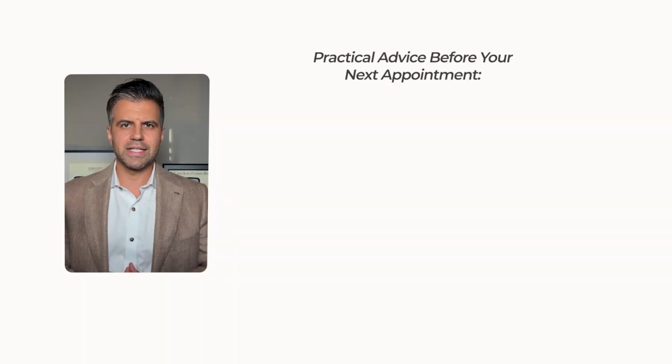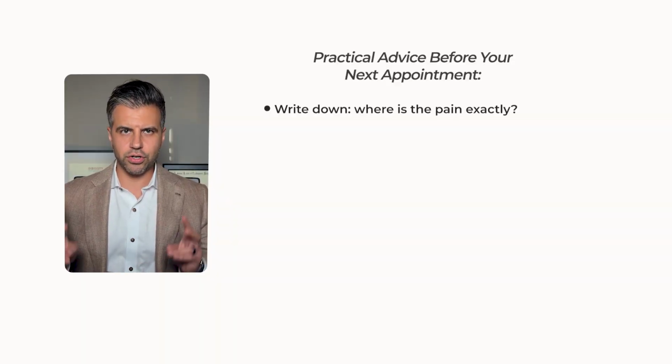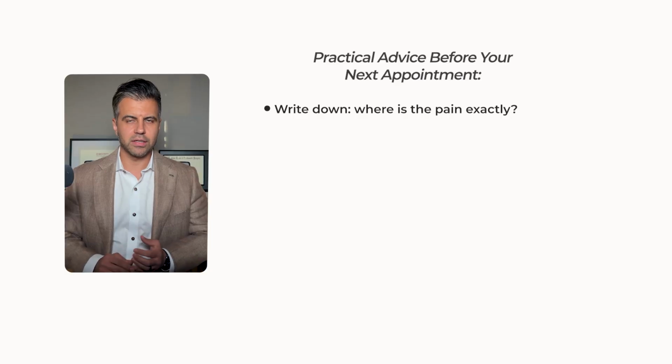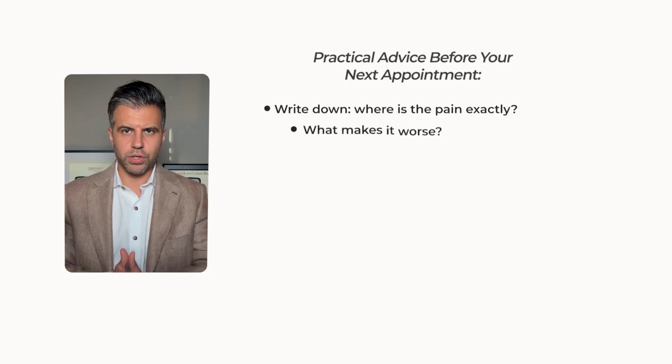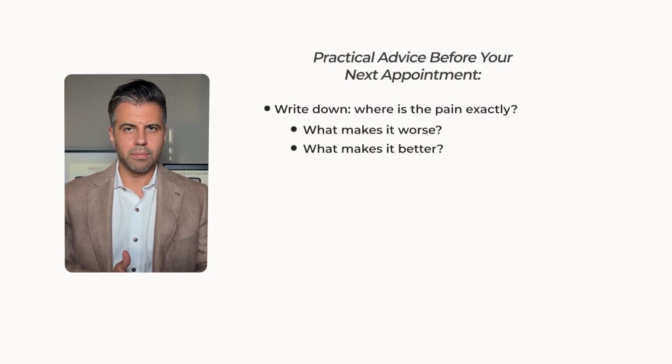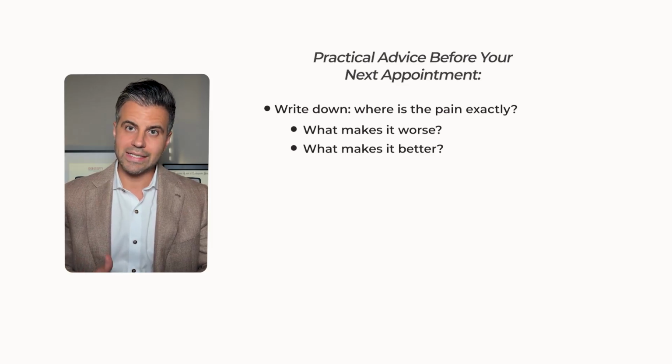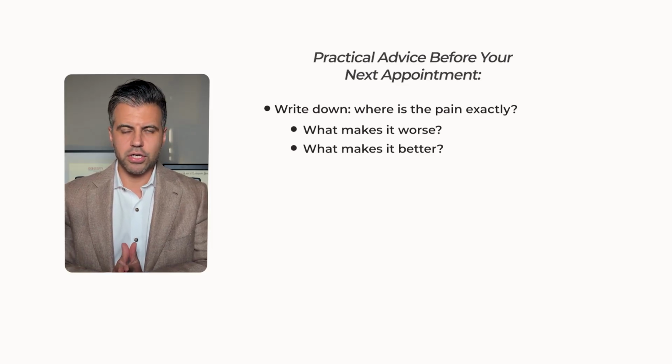Write down exactly where your pain is, not just your hip, but be specific. Is it the front of your hip, your groin? Is it under your hip? Is it deep in the joint? Does it radiate down your leg? The location is a clinical clue. Write down what makes it worse and what makes it better. Loading the hip in certain positions, sitting for long periods, specific movements, rest. That pattern is information that no MRI can give.